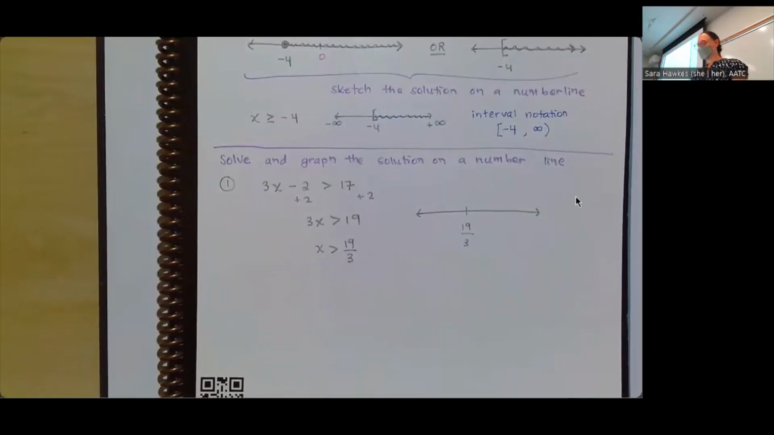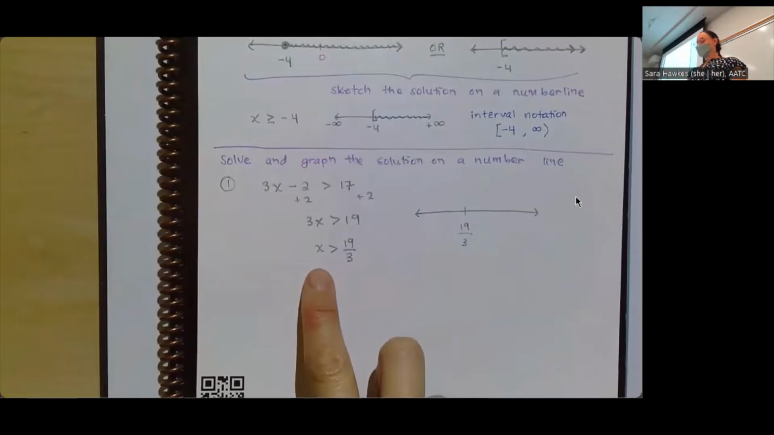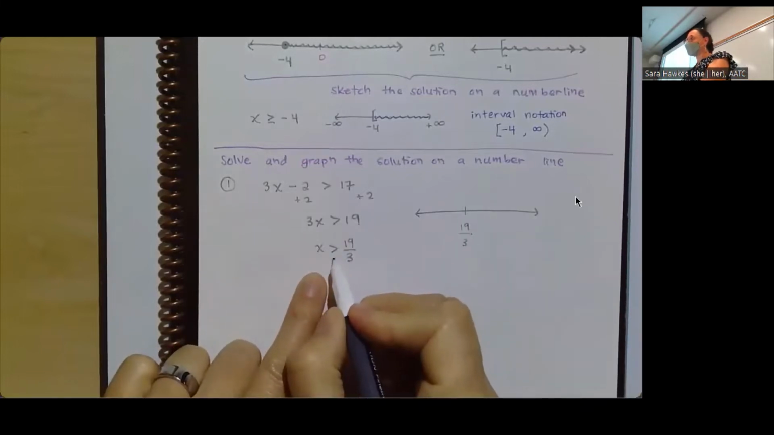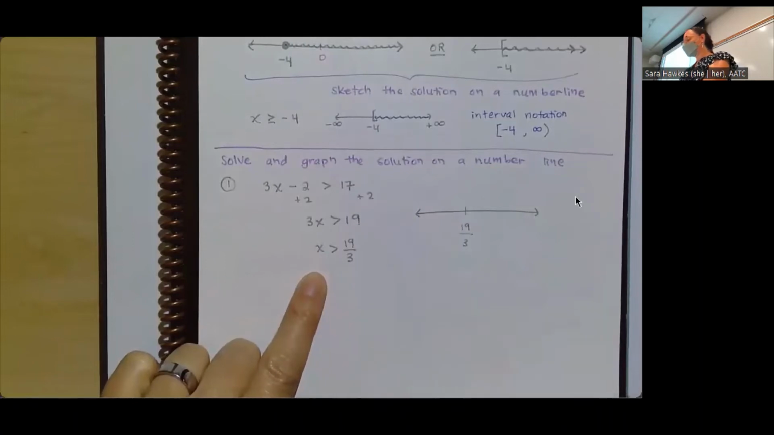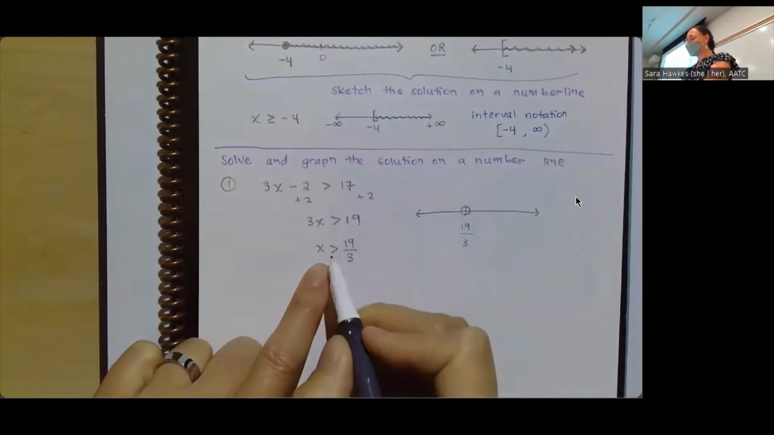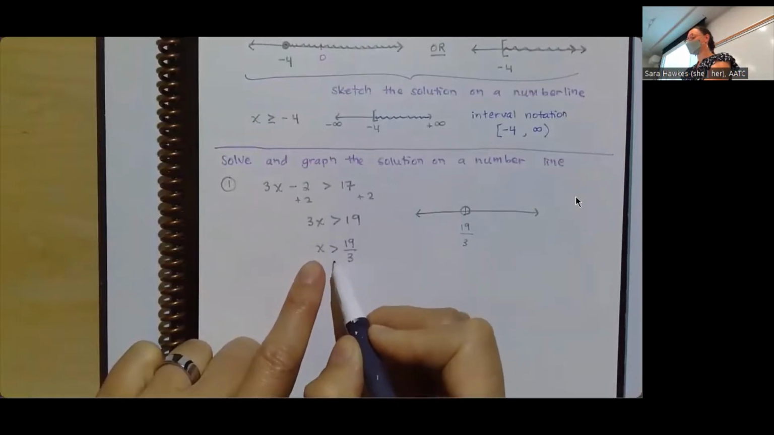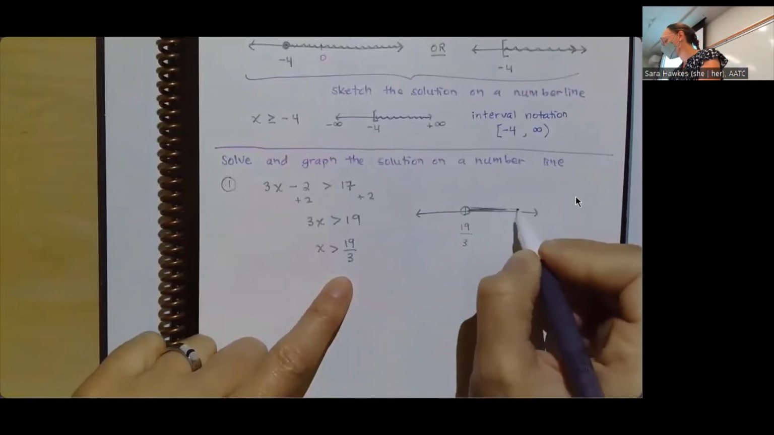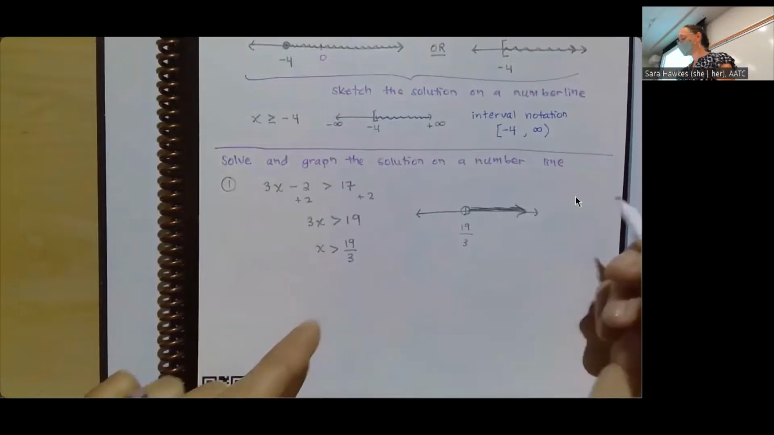Okay. This says that x is greater than 19/3. It doesn't have the little or equal to line underneath it. So I can do this with an open circle. And again, because x is greater than 19/3, I'm looking for the part to the right.